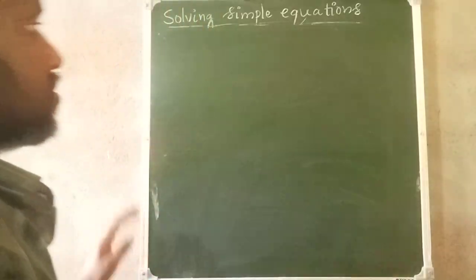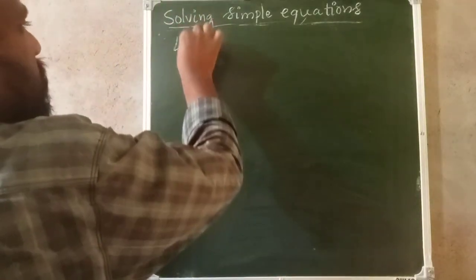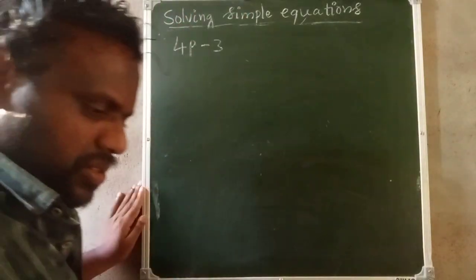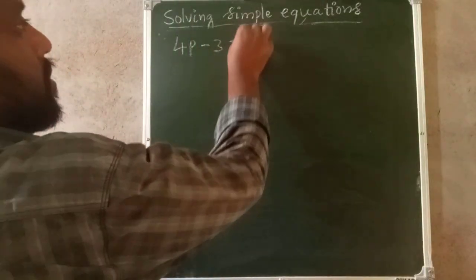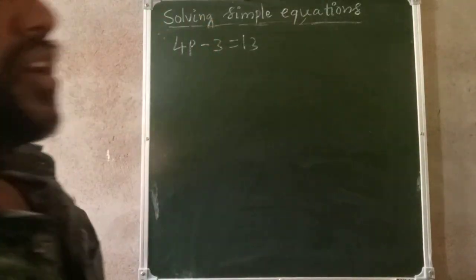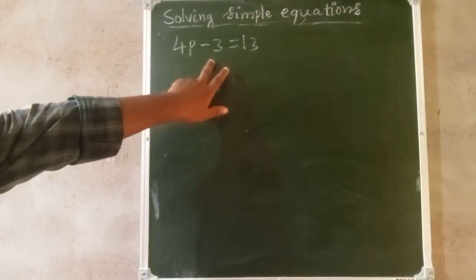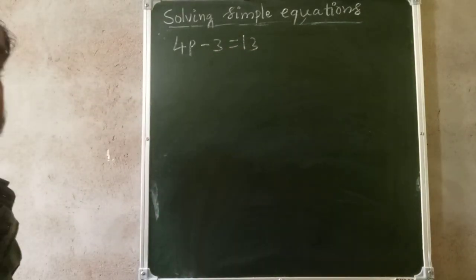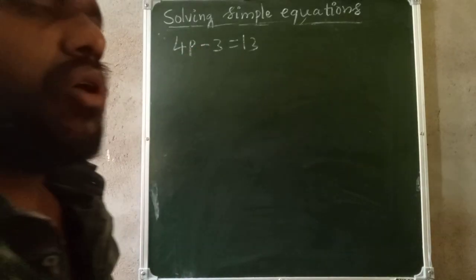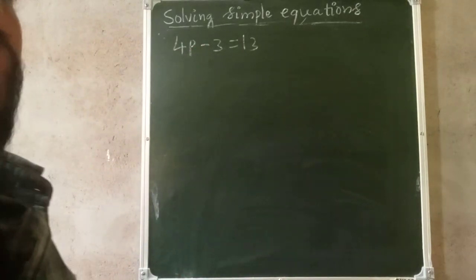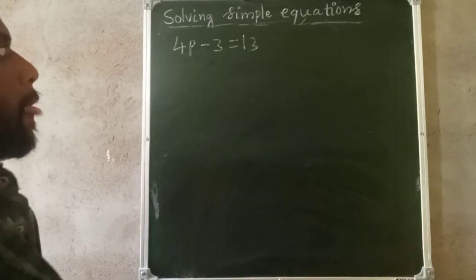Another example is this: 4p minus 3 is equal to 13. This is another simple equation. So we have to solve this. Solve means we have to find the value of x.